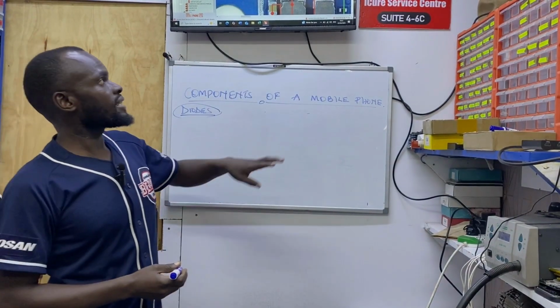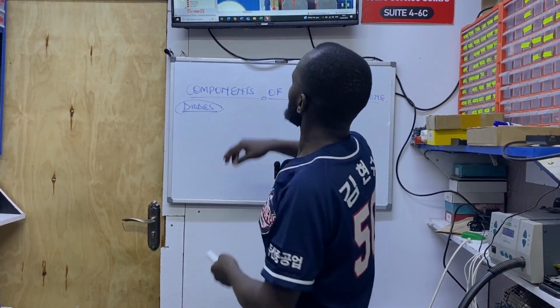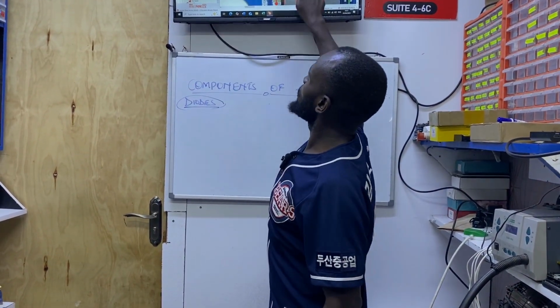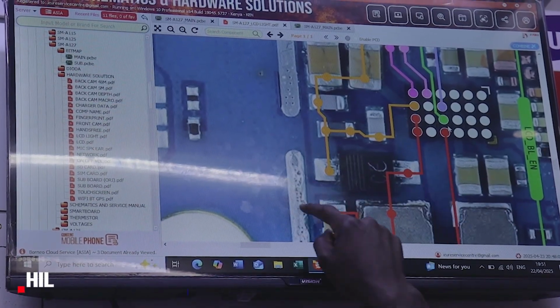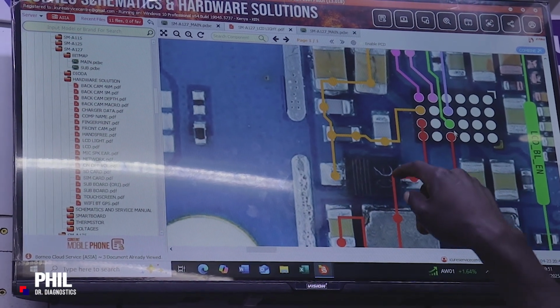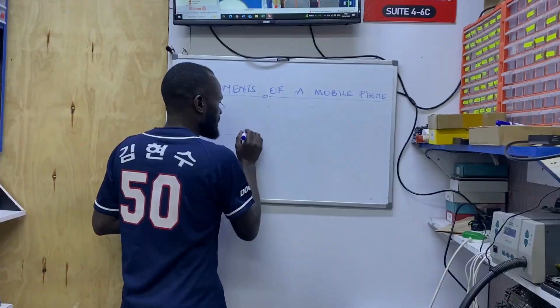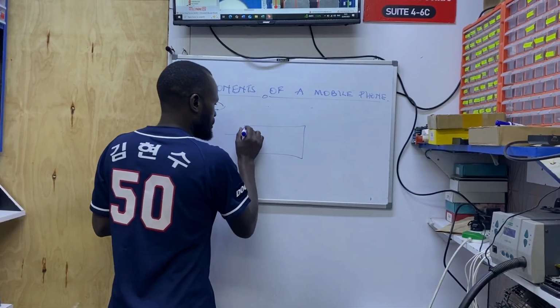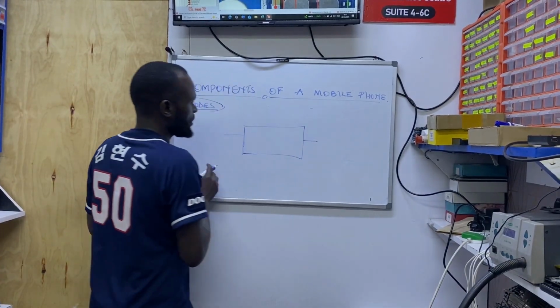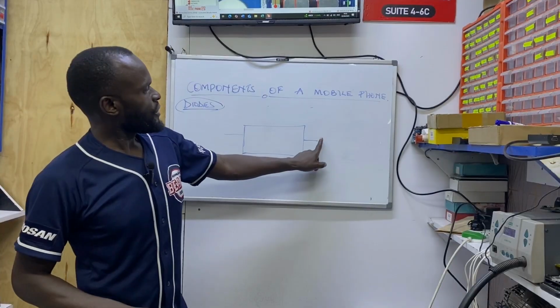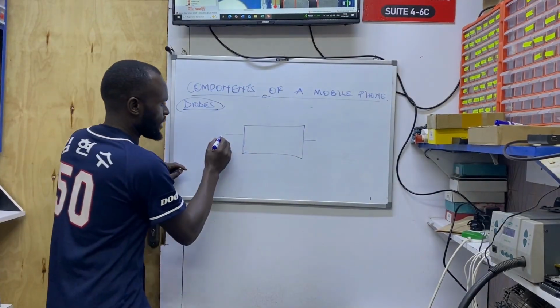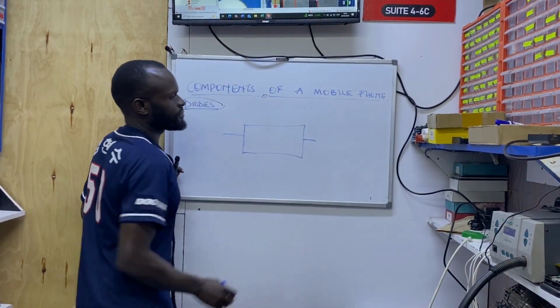Up here, you can see something. This one is what we call a diode. This is just a normal diode. We have different kinds of them, but this one is the most common one that you will find on a mobile device. Let me draw it here. And mark you, we have a longer line on this side and a shorter one here.